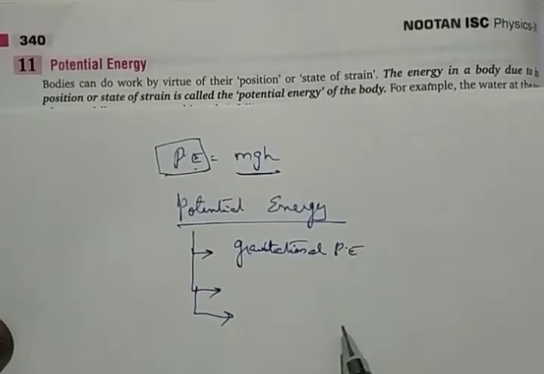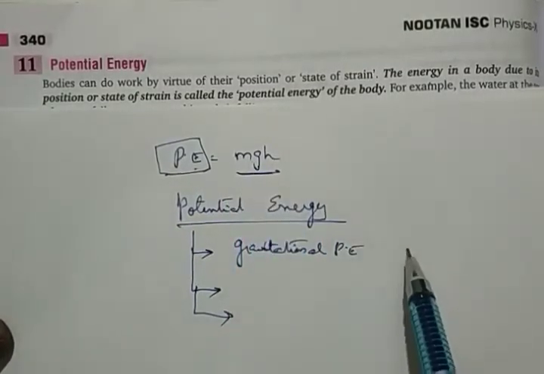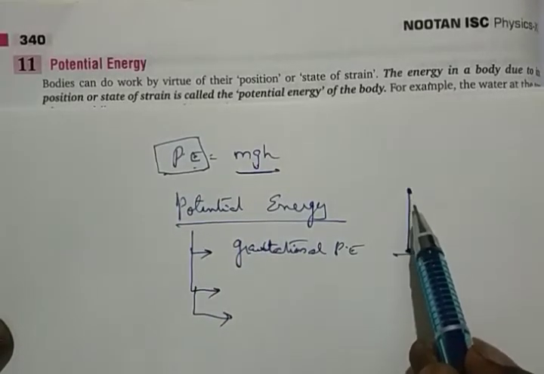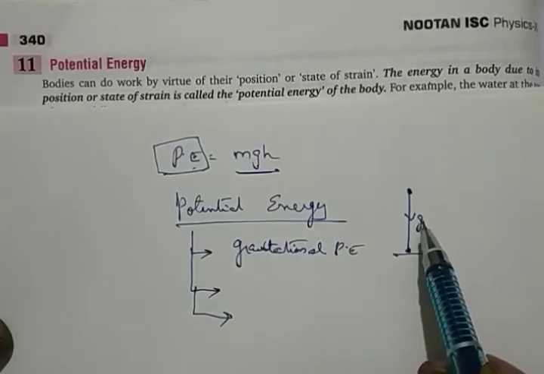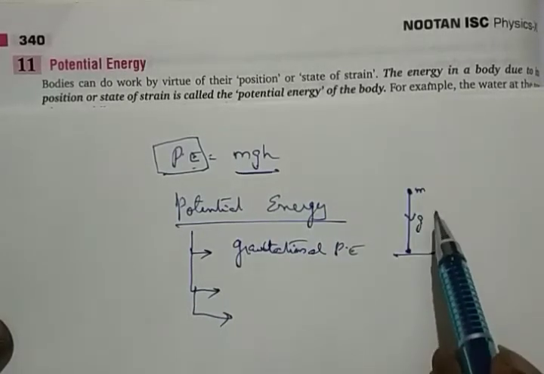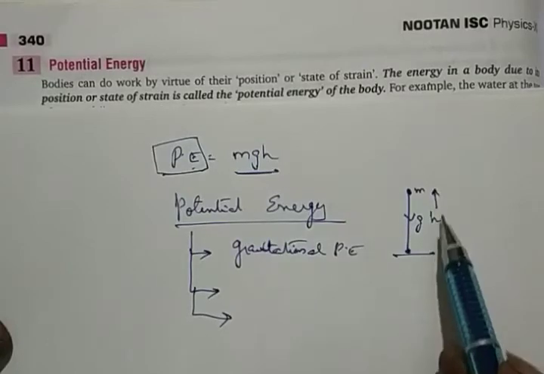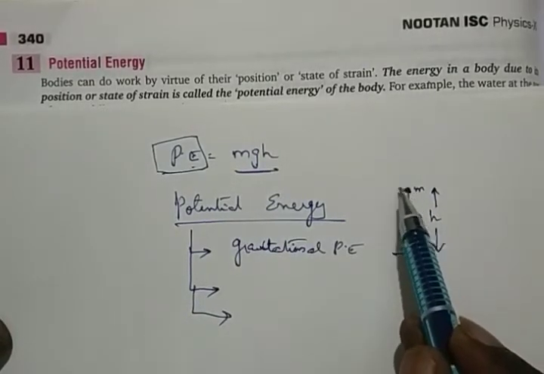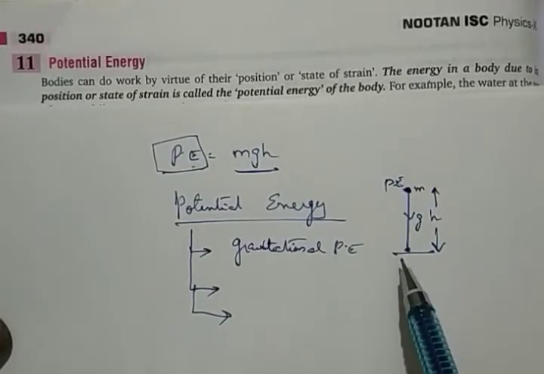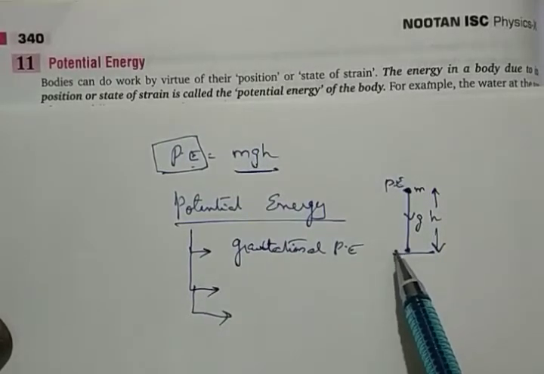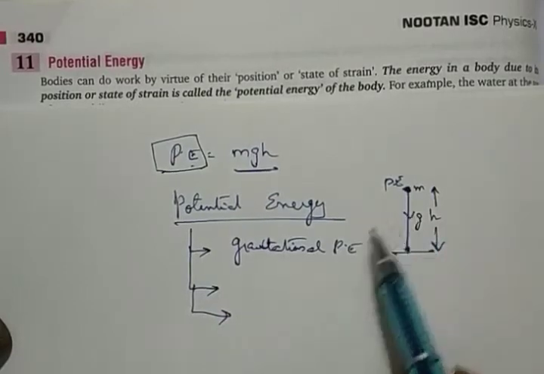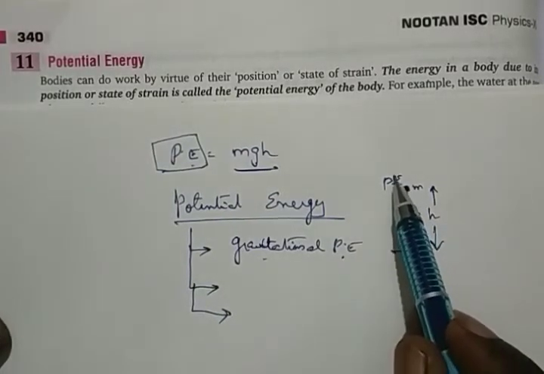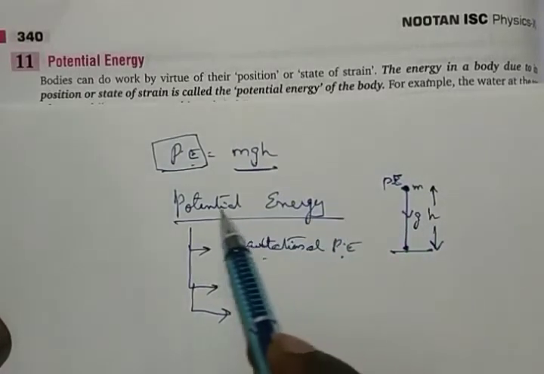Gravitational potential energy means you take a body from the ground and take it above, to a height, against the gravity pull. Gravity is down. You take this body above the ground for a height h. So the body is standing here, then it has potential energy. It is against the gravitational force, so it is stored as potential energy here.